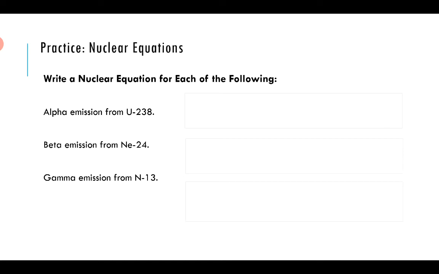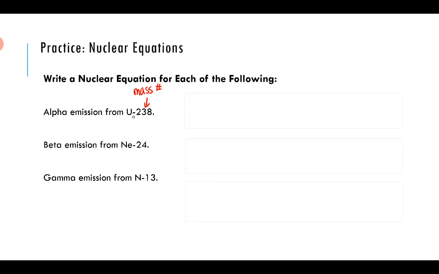All right, practice writing some nuclear equations for each of these processes. Remember that this notation refers to the mass number of that element. Go ahead and pause the video and try to write nuclear equations for each of these processes. Okay, let's go over this.